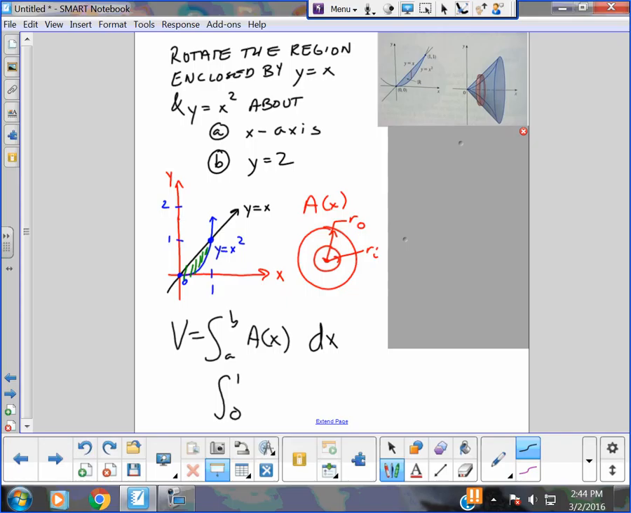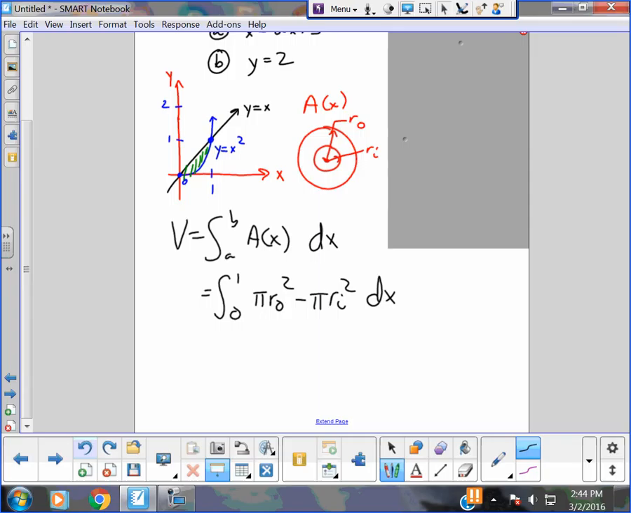And I don't get cute. I don't try to substitute for x right now. I say, hey, look at this red shape. Put your Algebra 1 hat on. What's the cross-sectional area? Pi R_O squared minus pi R_I squared dx. Now, obviously, we can't integrate R_O and R_I with respect to x. We always, everybody, take that pi out of there.